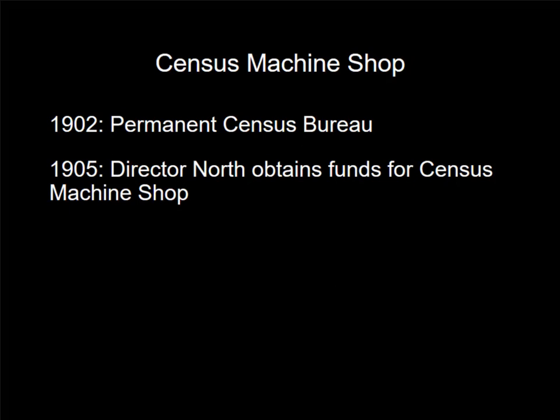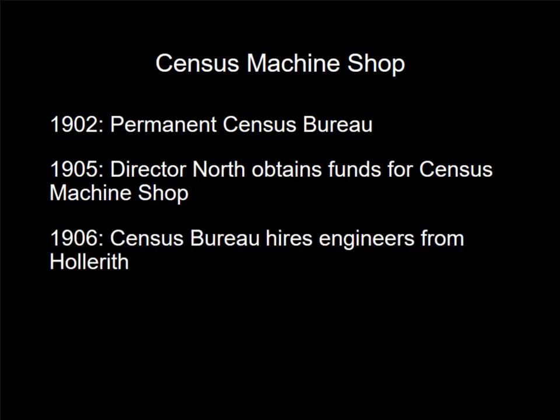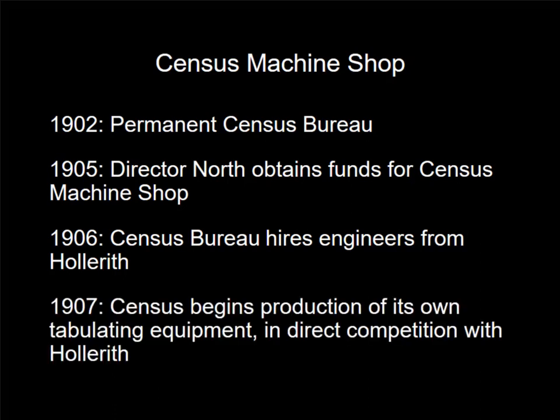So anyway, in 1905, the first Census Bureau director, North, obtained $40,000 from Congress to set up a machine shop. And he hired a bunch of engineers from Hollerith and began production of its own tabulation equipment in direct competition with Hollerith. Now, you got to keep in mind, this is the progressive era, and Hollerith was seen as a trust. They had a monopoly over this thing, and they were charging exorbitant prices.